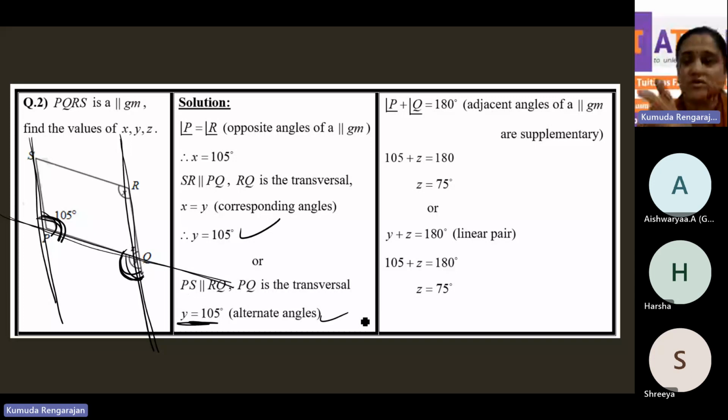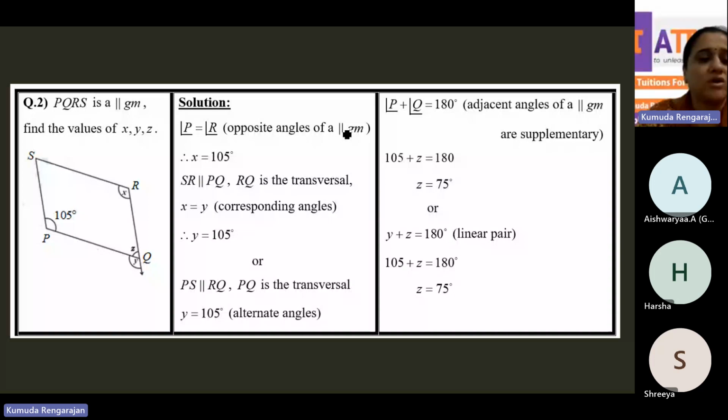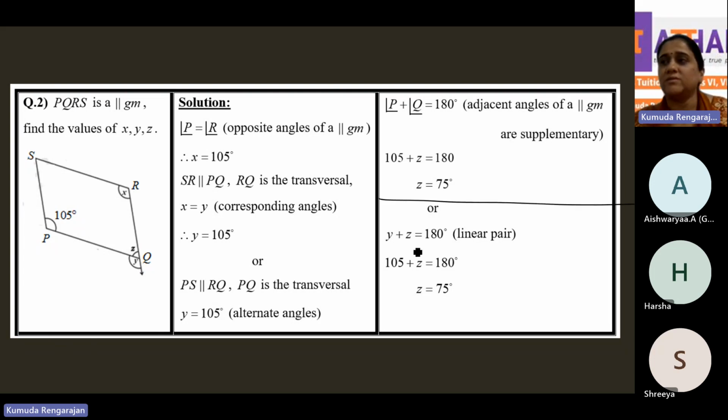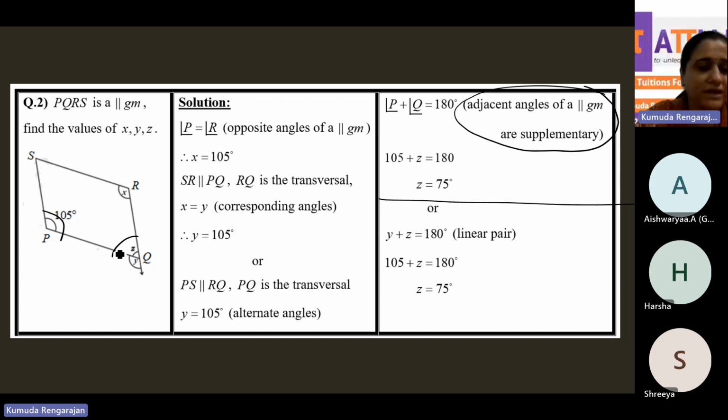Now take down everything you see on this, right? So now we found x and y. Next, z is found using linear pair. See, adjacent angles, this is the adjacent angle supplementary. I've used both the methods. See here, this is one method, this is the other method. Here the property I've used is adjacent angles of a parallelogram are supplementary. So see P and Q, they are next angles.